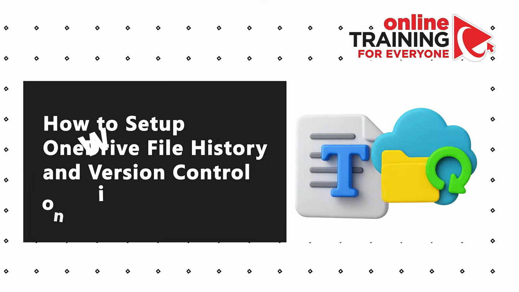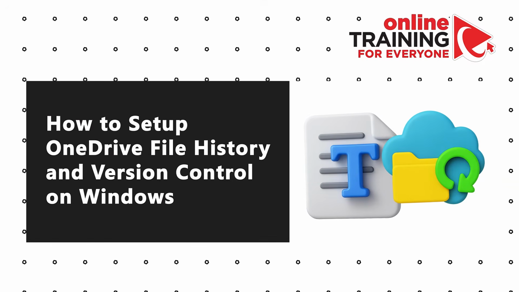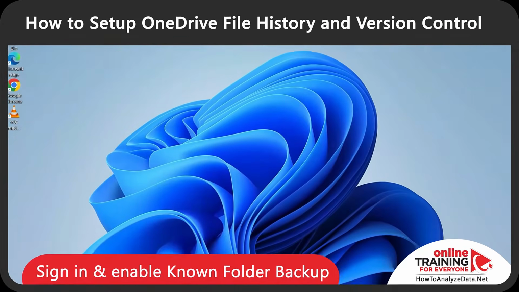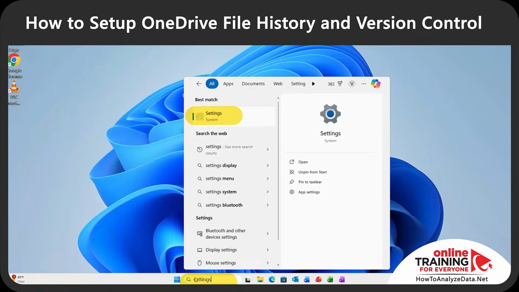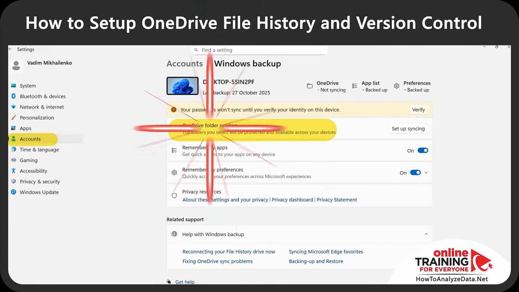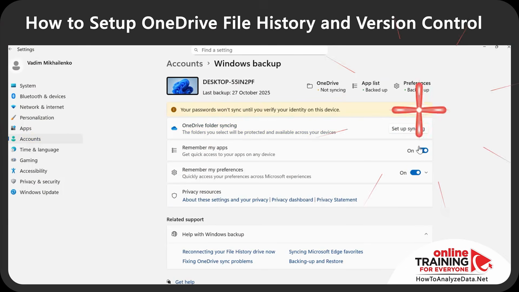Let me walk you through how to set up OneDrive file history and version control in Windows. First, we would need to sign in and enable known folder backup. To do this, you need to navigate to Settings, Accounts, Windows Backup, OneDrive Folder Syncing, and Setup Syncing. Windows might prompt you to verify your account. I am going to click on Setup Syncing to enable connection to OneDrive.